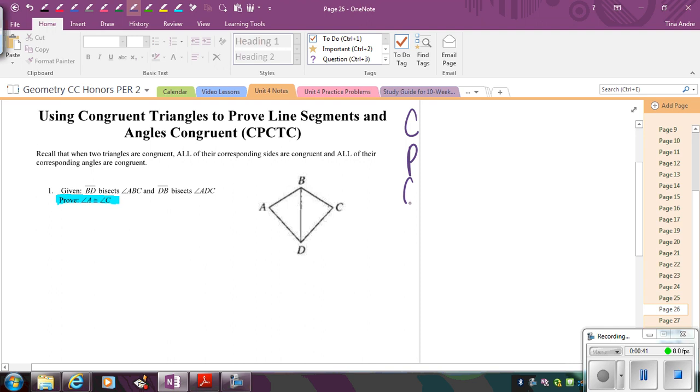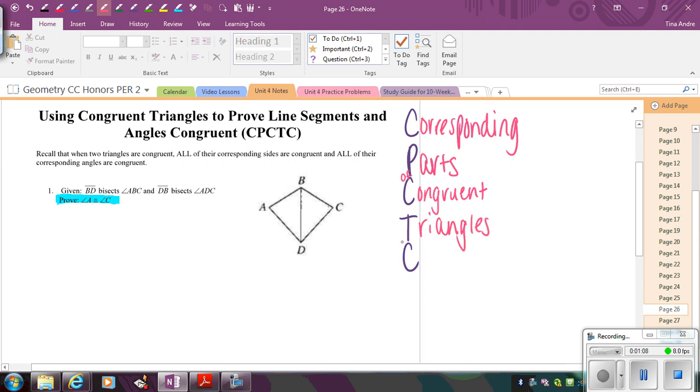So it's CPCTC. And you can abbreviate it because it is a well-known theorem or a well-known acronym. Otherwise, you can write it out. So it stands for corresponding parts of congruent triangles are congruent. So either way, you write it out, you explain it in your own words, or you say CPCTC.